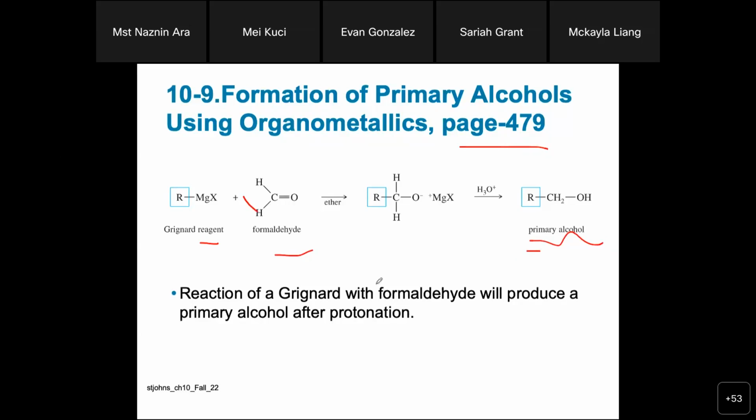So reaction of a Grignard with formaldehyde will produce a primary alcohol after protonation. That's the most important thing I want to say. In the book you will see a couple of specific examples. Here only formaldehyde, but in the book you will find more. So try to practice there. Please visit there when you review.